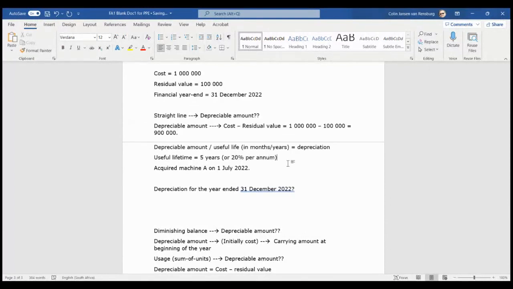20% per annum. Right, ladies and gentlemen, now we've got to go and calculate the depreciation. We obviously started by calculating the depreciable amount. Now we've got to take that depreciable amount, which you have already said is 900,000. So 900,000 is the amount that we want to write off over the useful lifetime. That is why it is called the depreciable amount. So yes, the 20% is correct.